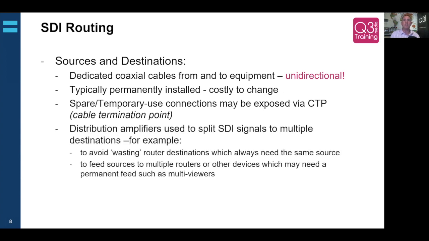And it's quite common in an SDI facility to find distribution amplifiers. If you hear someone talking about a DA, it's just a glorified name for a splitter. It allows us to not waste our precious router destinations to feed two monitors when they'll always display the same thing. Just stick a DA in there, and it's a much cheaper way of achieving what you want. It might also be used to feed sources to multiple devices. So you might DA certain inputs into a router to feed also to a multi-viewer or something like that. Adding more sources can get costly. Depends. We'll talk a little bit more about that because that's a really important point. How do we expand an SDI system?